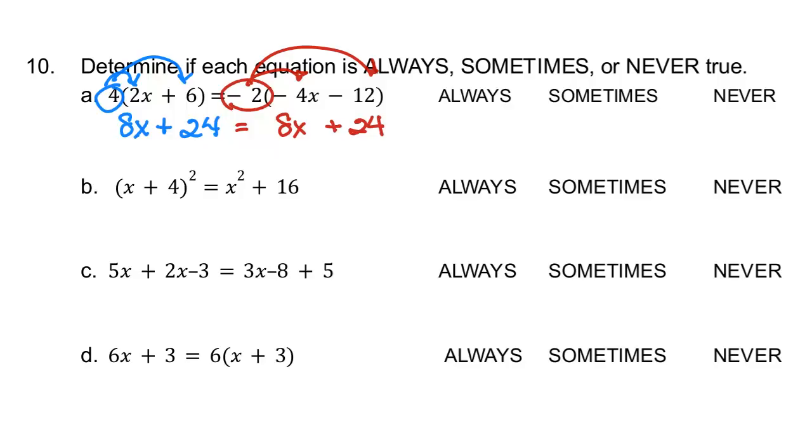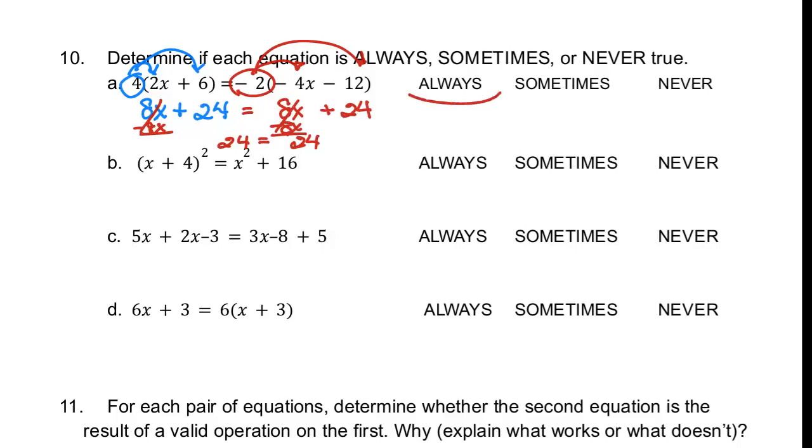So I could try to simplify this a little bit. Maybe you don't need to, but we could take out the 8x's. We have 24 equals 24. So is this always, sometimes, or never true? Always, yeah. When you get the same answer equal to itself, that's going to be an always true. Okay? Make sure you are doing your distributive property correctly. Make sure you are checking your signs and doing that correctly.